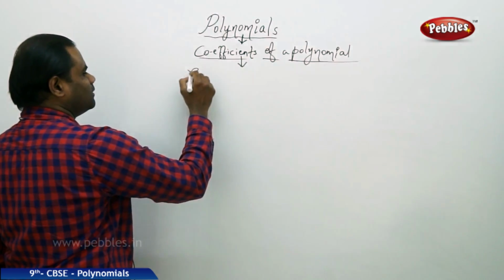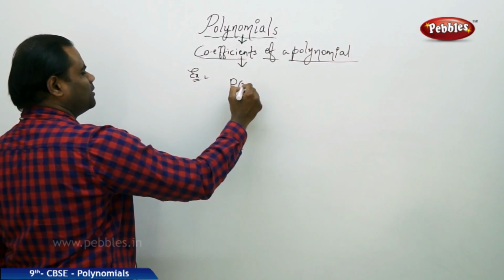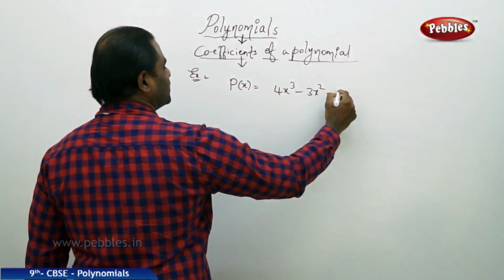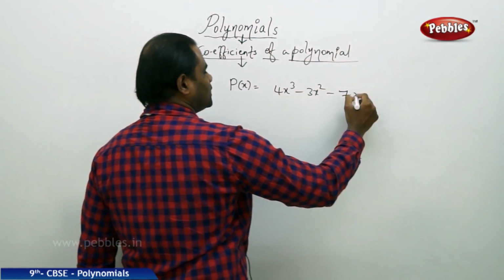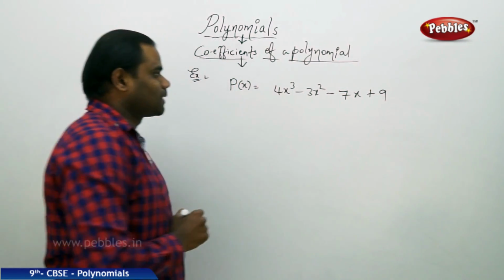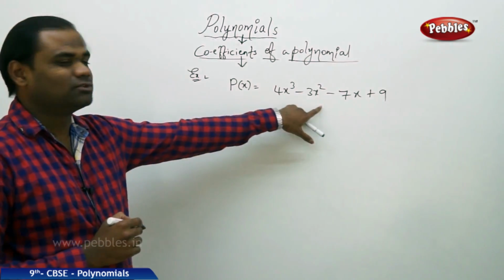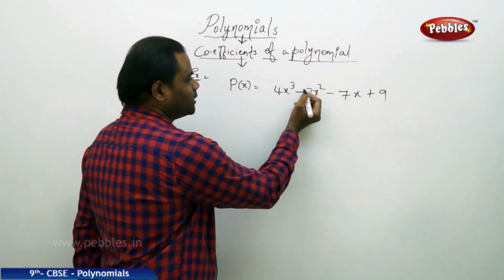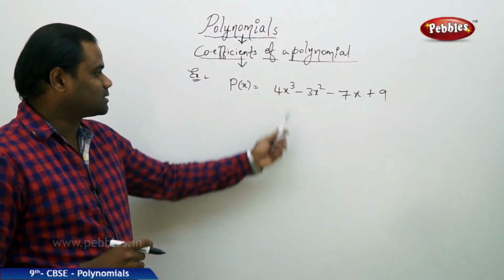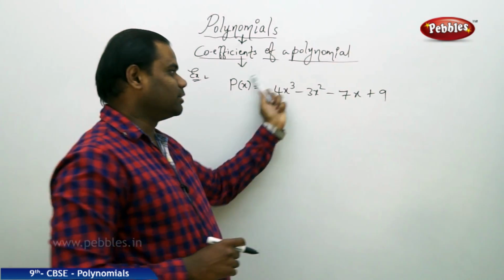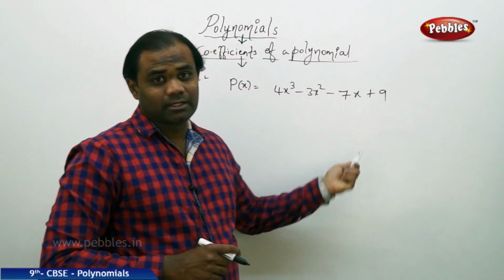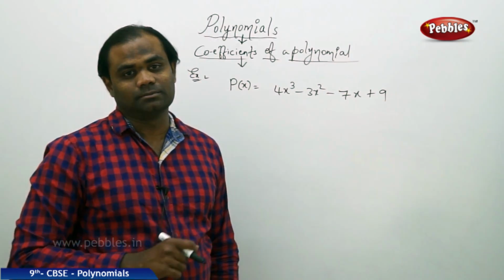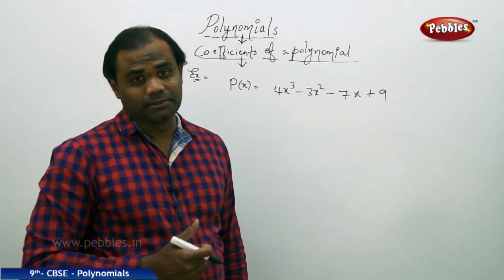For example, I take the polynomial function p of x is equal to 4x cubed minus 3x squared minus 7x plus 9. Now in this case, it is a polynomial with 4 terms and it has the degree 3 because the highest degree here, or the highest value of the power x, is identified to be 3. So the degree of this polynomial is 3, and it is a polynomial consisting of 1, 2, 3 and 4 terms.